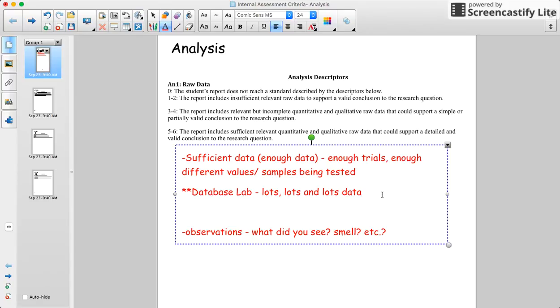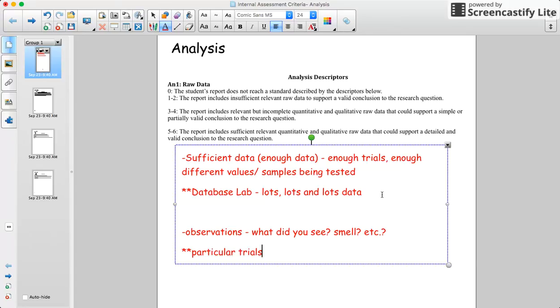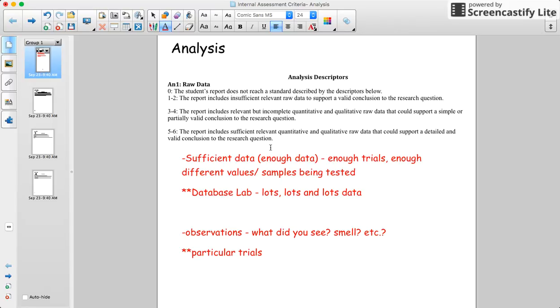It's not really relevant. But if you do a lab that involves any sort of chemical reaction or color change, include some descriptions about what you saw, especially if there's anything that stands out about particular trials. It's really important to include some observations because you can connect them with evaluation comments later on. But that's strand one, raw data.